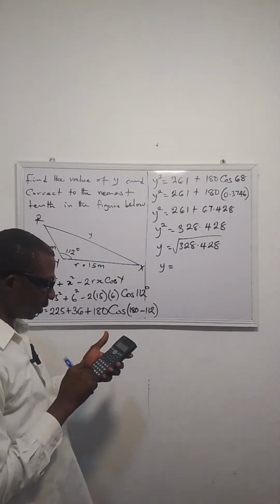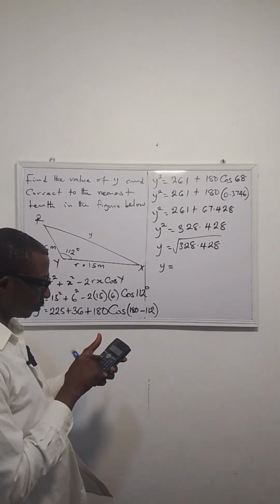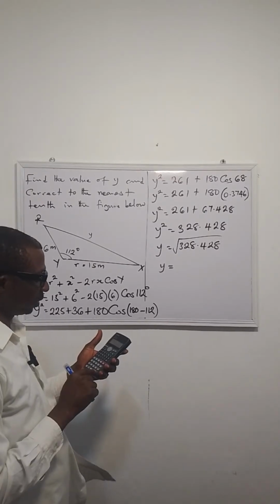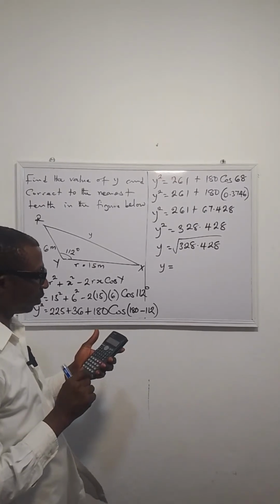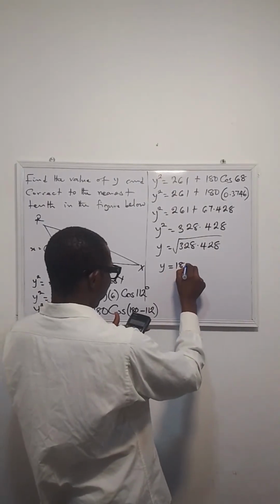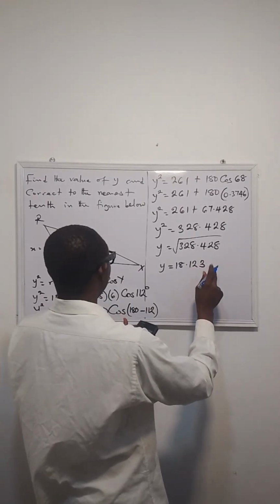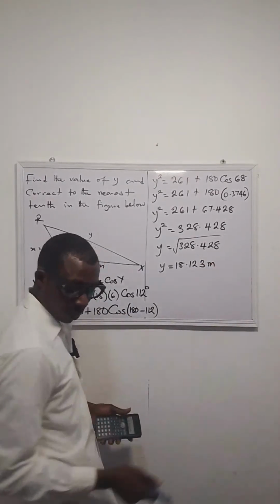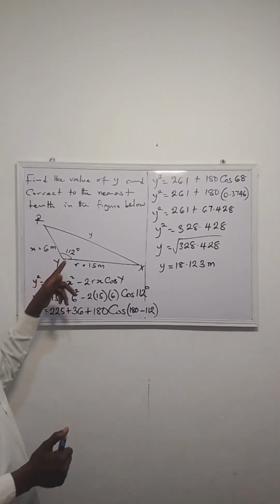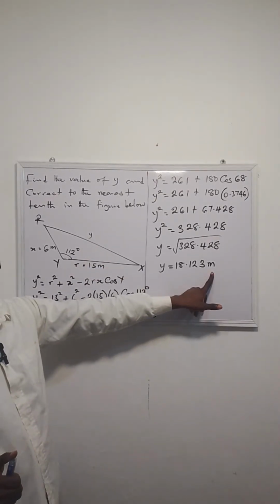So y is going to be the square root of 328.428. So the answer is going to be 18.123 meters. Okay, you can see the difference between this one and the one we did earlier. There's no unit here, so y must have meters.